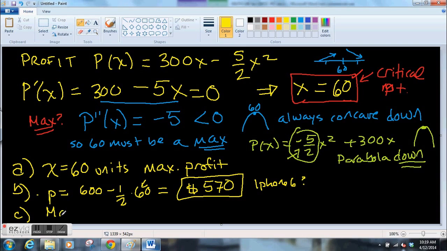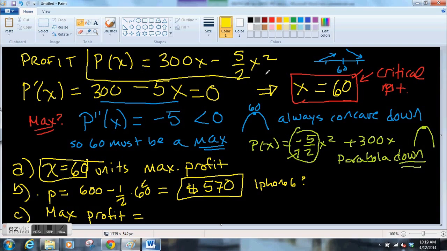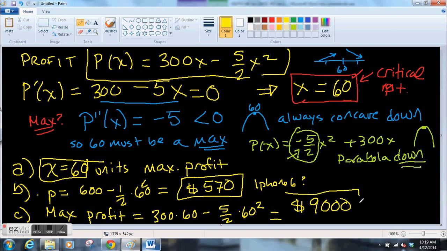And then part C says find the maximum profit. So I'll make a little box around all my 60, 570. So what is your maximum profit? I don't know if this is per year or per month or whatever. But our maximum profit, we're going to just plug x equals 60 into this profit function right here. Our profit parabola. So we're going to take 300 times 60 minus 5/2 times 60 squared, and all of that equals 9,000.